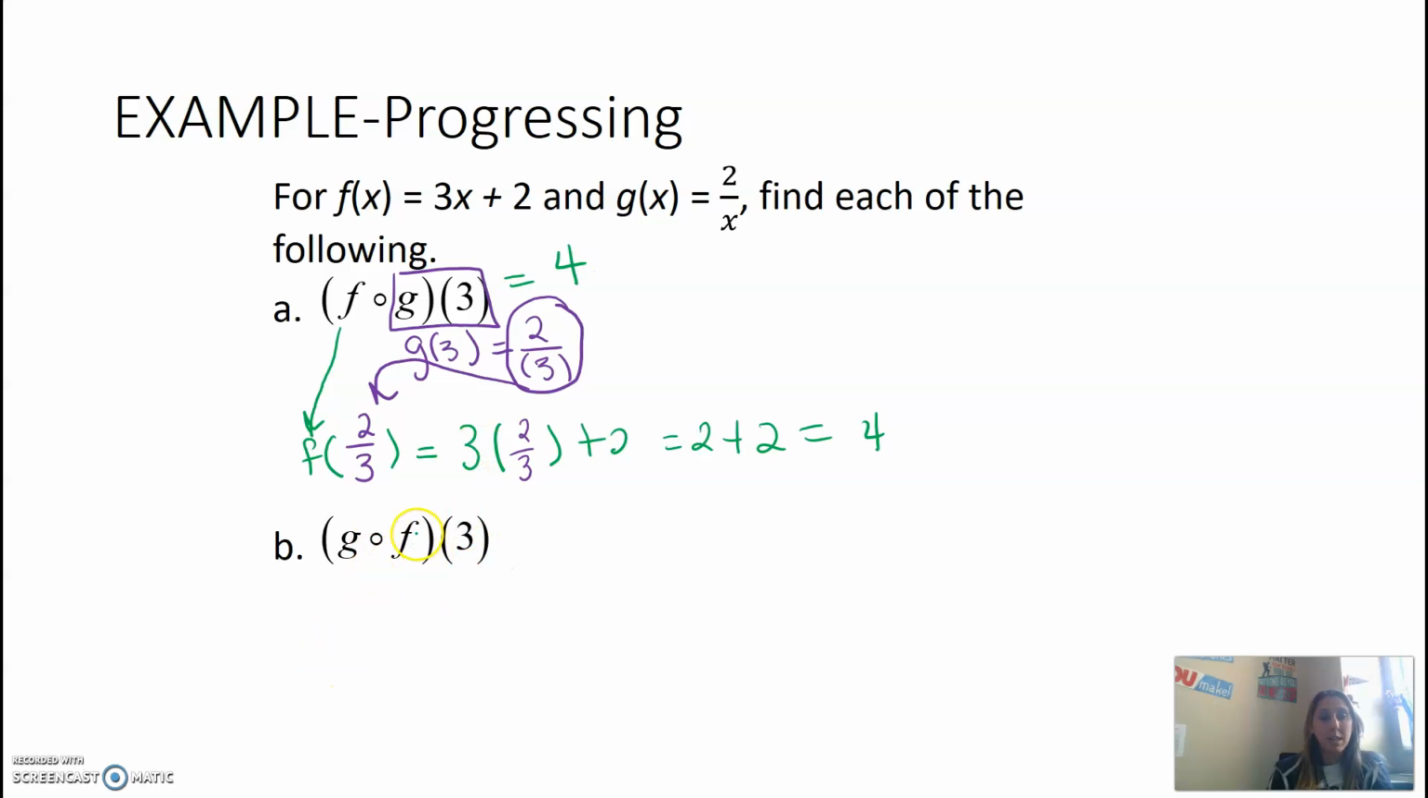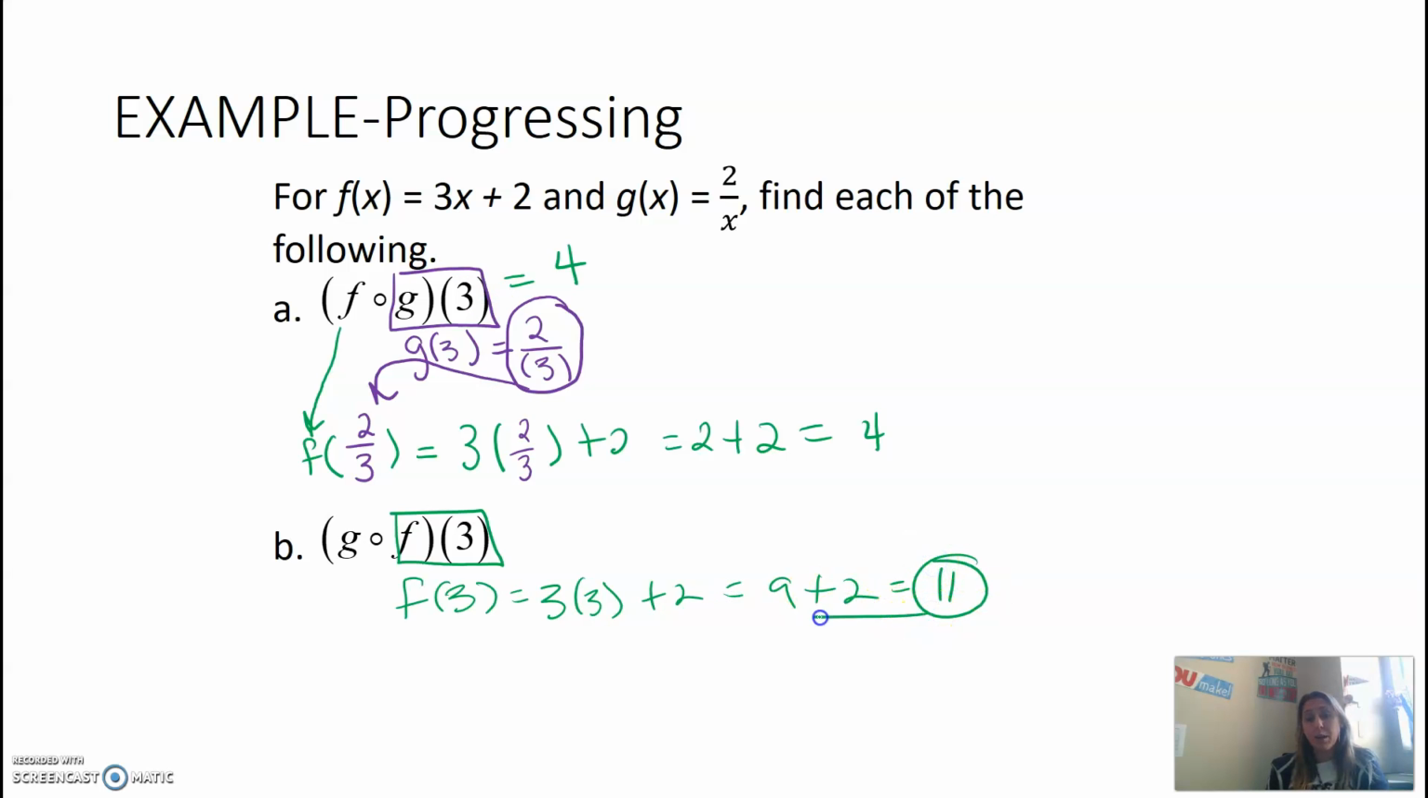Then we're going to do the same thing. We're going to find f of 3. So remember how I said it can go either direction. We can do g of f of x, or we can do f of g of x. So we can go back and forth and we'll get different answers. So first we're going to find f of 3. So that means everywhere I see an x in my f function, I replace it with a 3. So 3 times 3 plus 2, which is 9, plus 2, which is equal to 11.